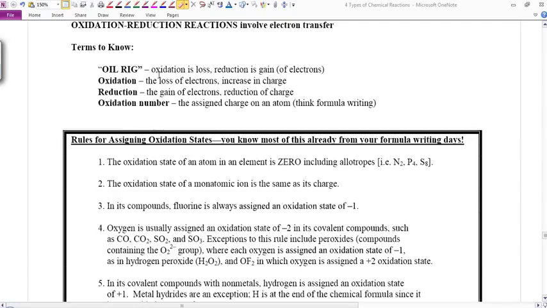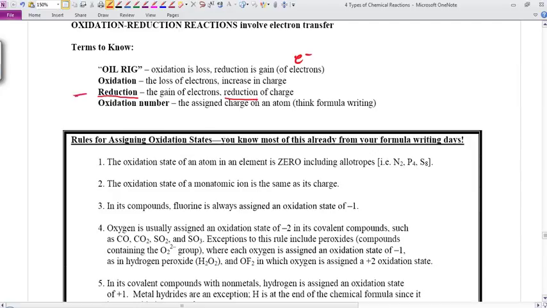So terms to know. There are all sorts of different little mnemonic devices, fun little ways to remember things, like Roy G. Biv gives you the colors of the rainbow sorted out by wavelength. So OIL RIG: oxidation is loss, reduction is gain. What are we losing and gaining? We're losing and gaining electrons. Oxidation is the loss of electrons, and that causes an increase in charge, while reduction actually makes sense to your math brain. It's the gain of electrons, which you know are negative, so it's a reduction in charge.